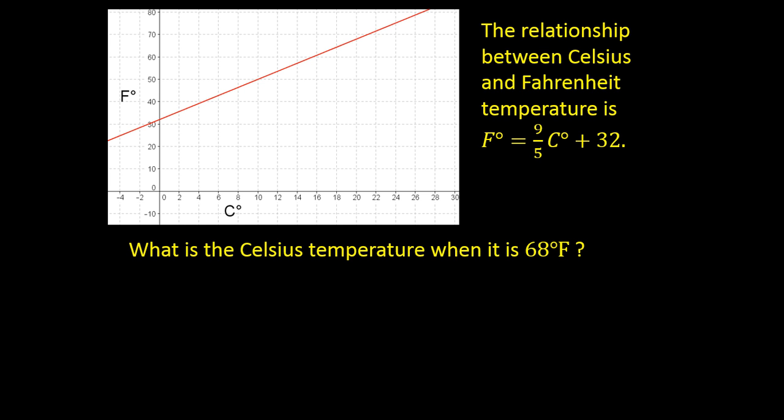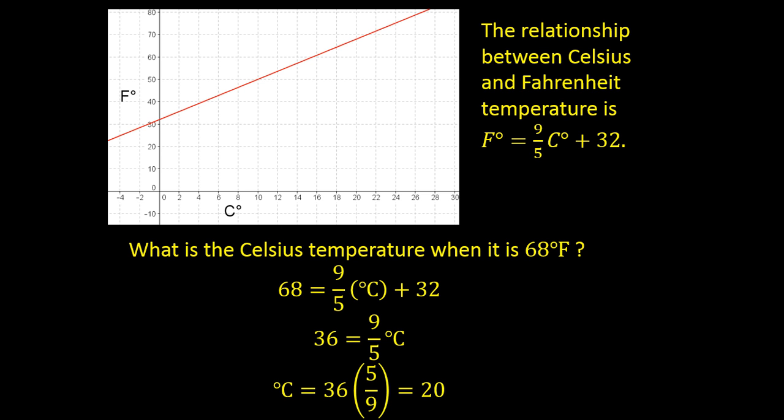What if the information we know is the Fahrenheit temperature? We know that it's 68 degrees Fahrenheit, and we want to know the Celsius temperature. Well, we can use this equation to find the Celsius temperature if we know the Fahrenheit temperature by substituting that 68 in for the Fahrenheit degrees. If we simplify, we'll find that the Celsius temperature is 20, and that's also something you can see on the graph. When it's 68 degrees Fahrenheit, it's 20 degrees Celsius.